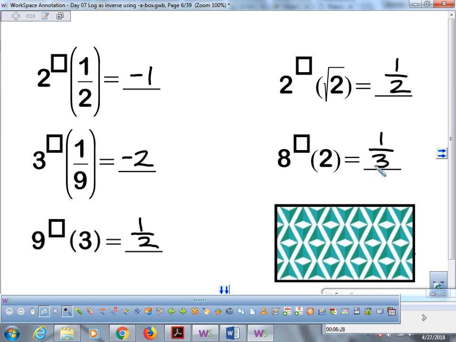One-third, right? So to get from 8, anytime we have to get from a bigger number to a smaller number, we are using a fractional exponent, right? Have you noticed that? Okay. And this one?